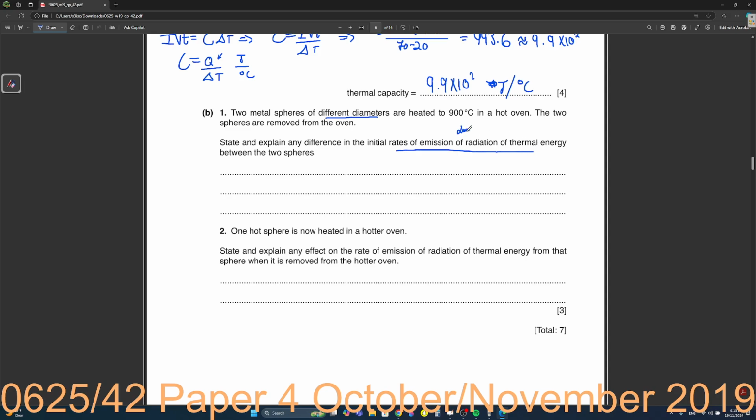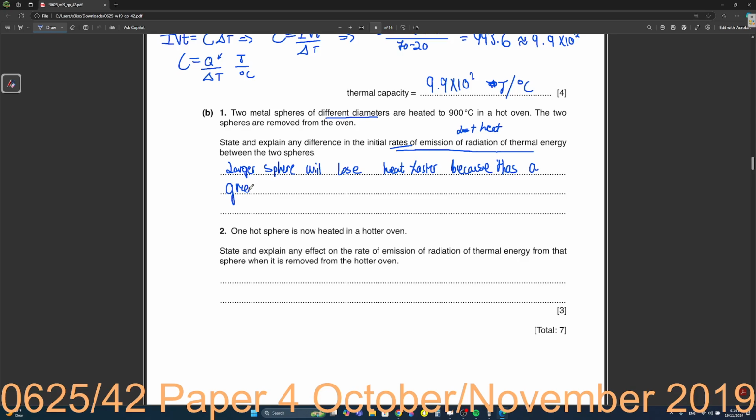So they're both losing heat. It's 900 degrees, you take it out of the oven, it starts to lose heat. But one of them is going to have a different rate of loss than the other. How are you going to know which is which? Obviously, the larger sphere will lose heat faster. Why? Because it has a greater surface area.